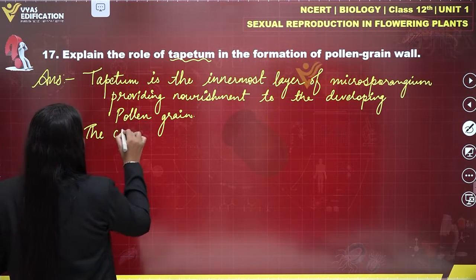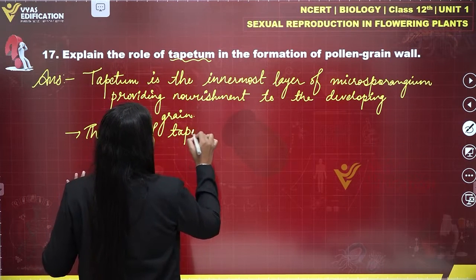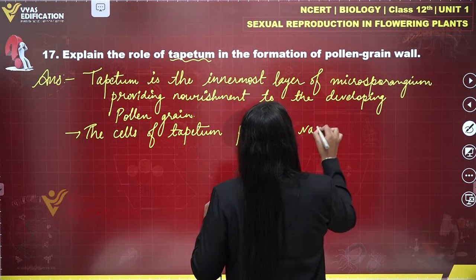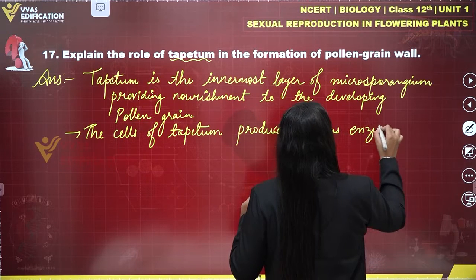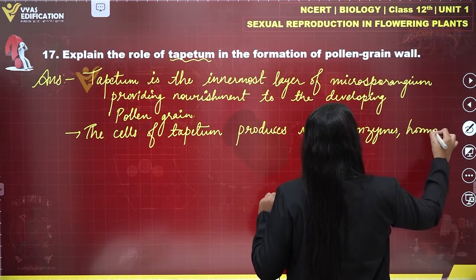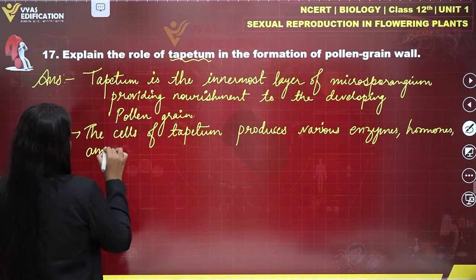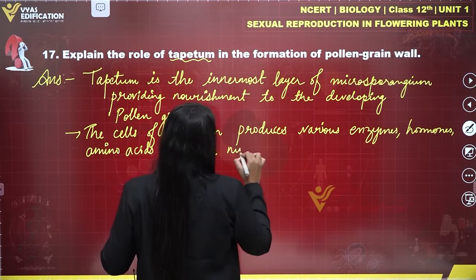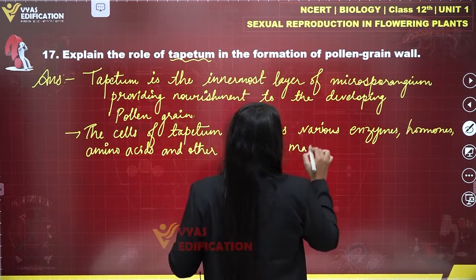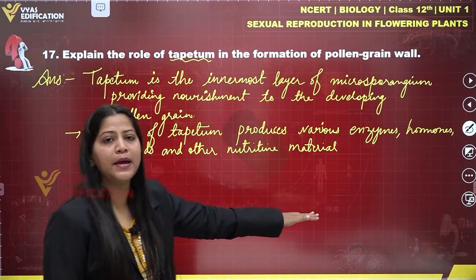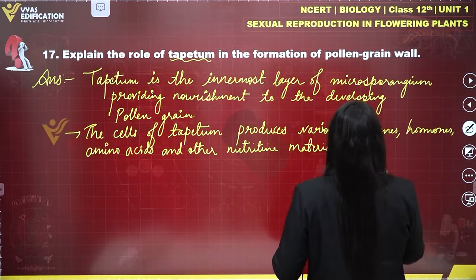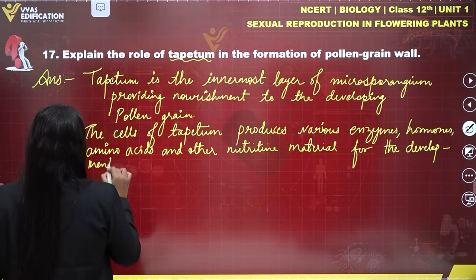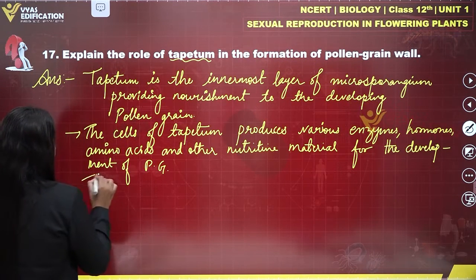The cells of tapetum produce various enzymes, hormones, amino acids and other nutritive material for the development of pollen grain.